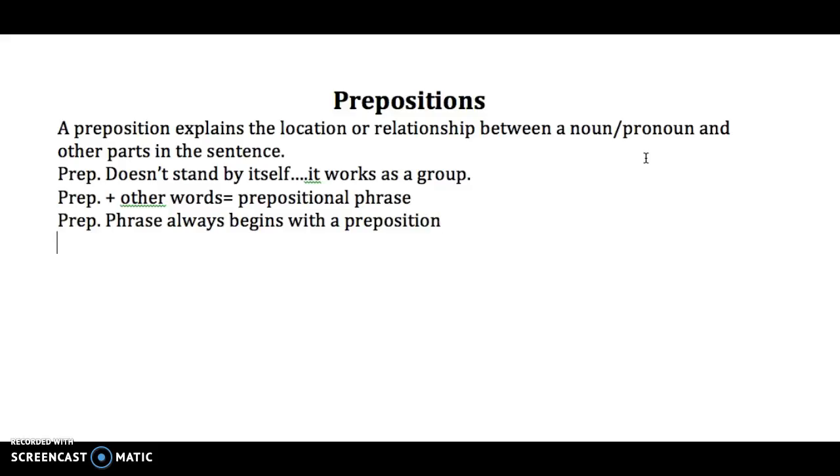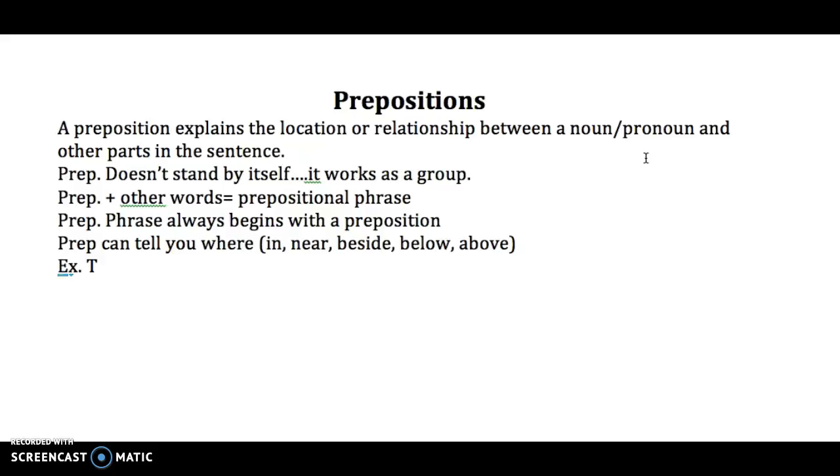So a preposition can do a couple of different things. A preposition can tell you where. For instance, it can tell us it's in, or it's near, or beside, below, above. All of those are different prepositions that are giving you the location or the relationship between a noun or pronoun and something else. So let's just look at an example and see if we can figure this out.